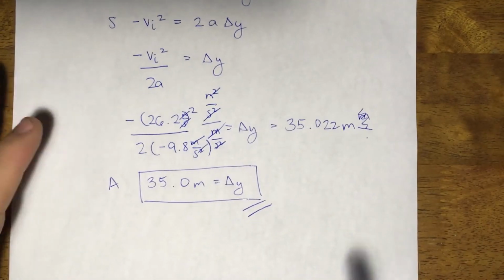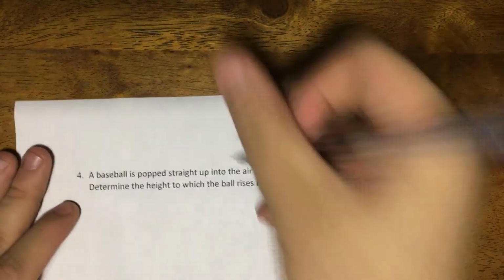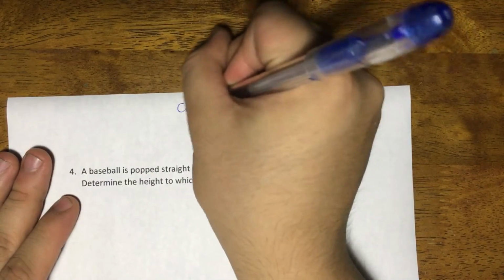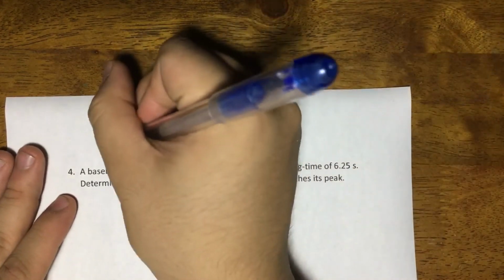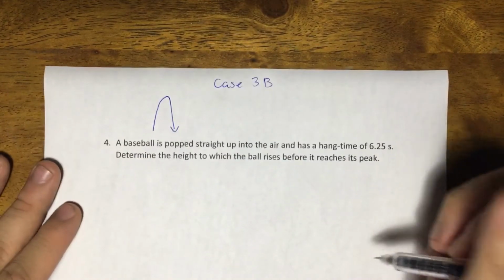Okay? So, this is an example of case 3. Now, let's go into the other case, which is also case 3, but it's a little different. So, in case 3b, it goes up, then down again. Okay? It's like you're shooting a basketball.